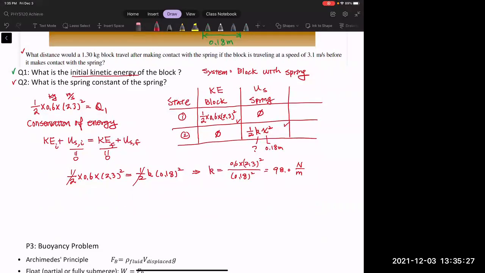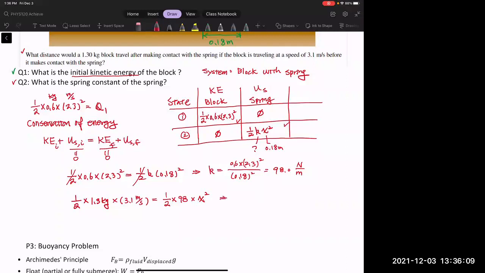So your initial kinetic energy is 1/2 times the mass, 1.3 kilograms, times the velocity, 3.1 meters per second, squared. If you want to find out the x, you can make this equal to the potential energy of the spring, which is 1/2 times K. Now I know K is 98, and what I'm trying to find is x. So you make this equal to 1/2 K x squared, then you can find x.